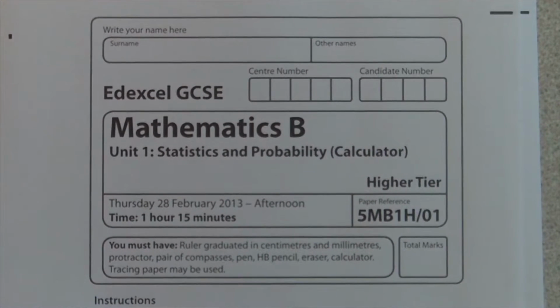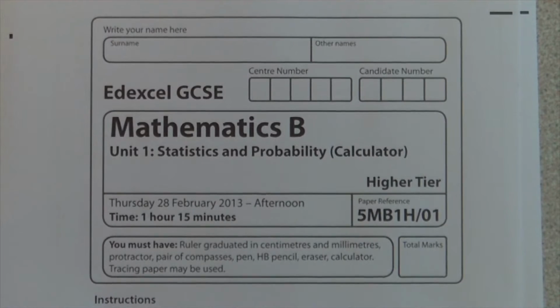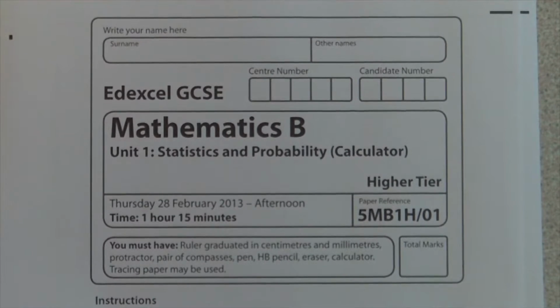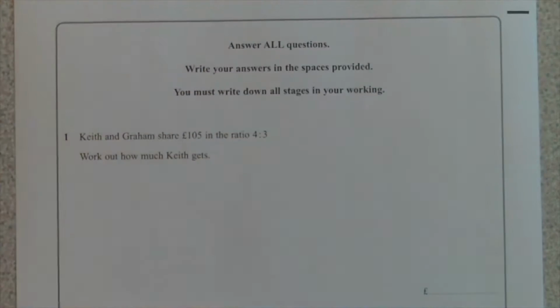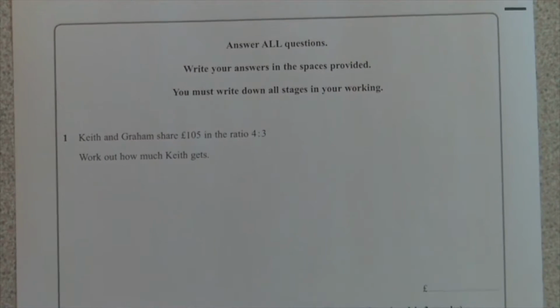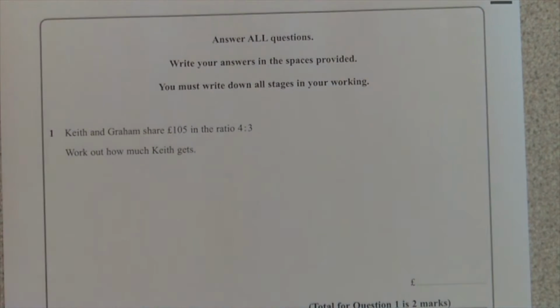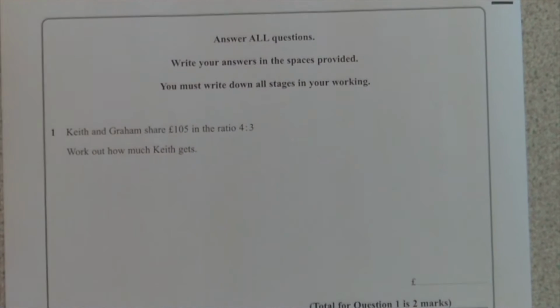Okay, so this is the Mathematics B, Unit 1 Statistics and Probability Calculator paper from February 2013. So if we take a look at question 1, we've got a ratio question. Keith and Graham share £105 in the ratio 4:3. How much does Keith get?